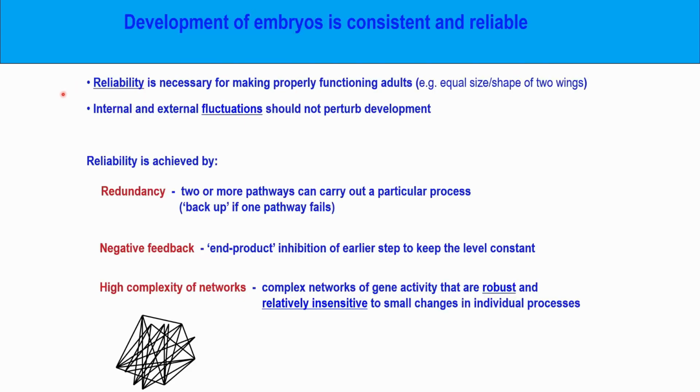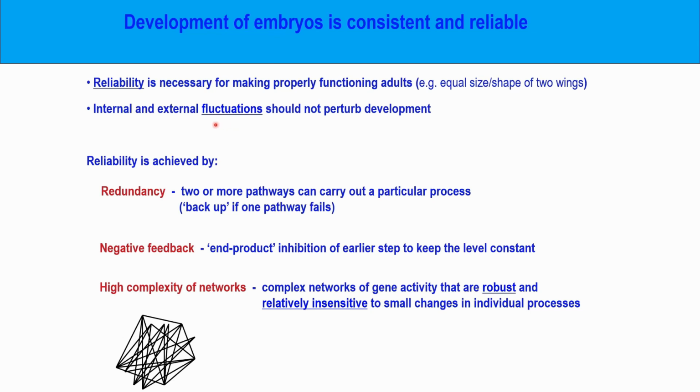I think it's important to mention that the development of embryos should be consistent and reliable. It's a very important process, and the organism invests a lot of energy into making eggs. They should be successful. And of course, reliability is necessary for making properly functioning adults and then passing on the genes to the next generation. So internal and external fluctuations should not perturb development.